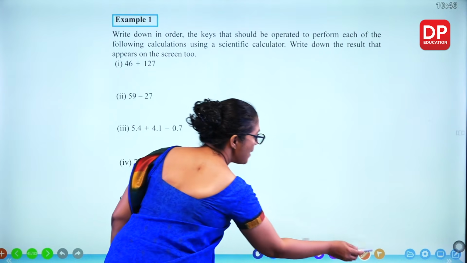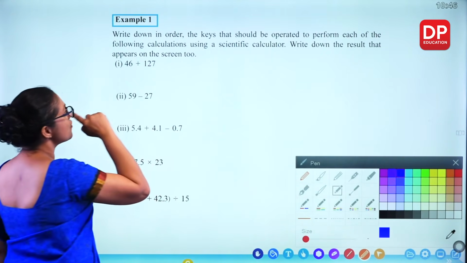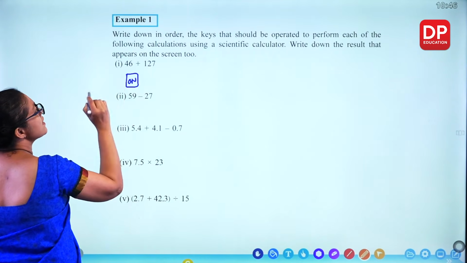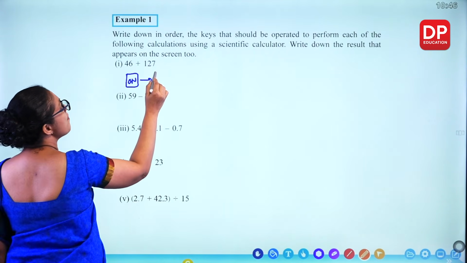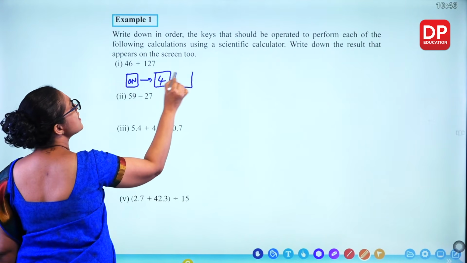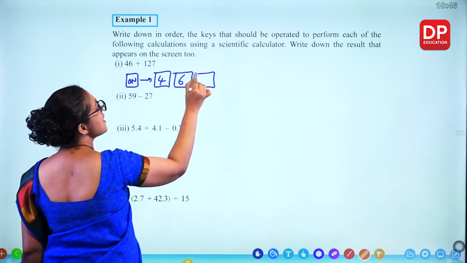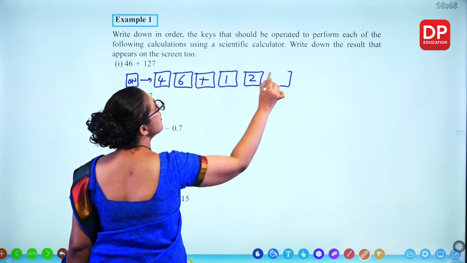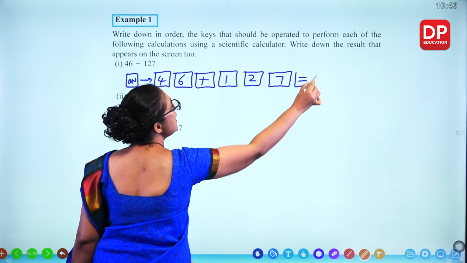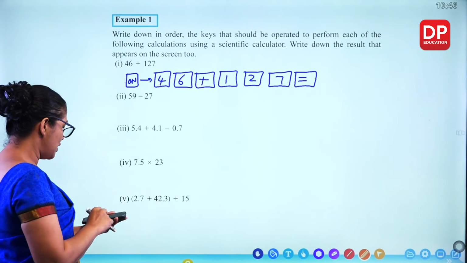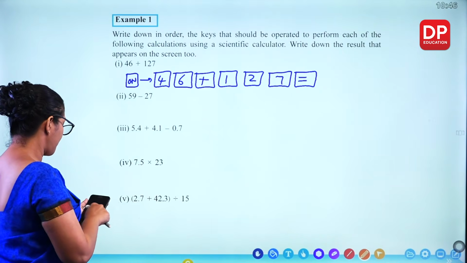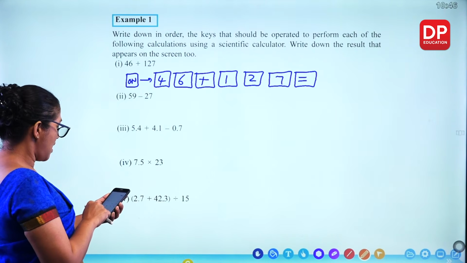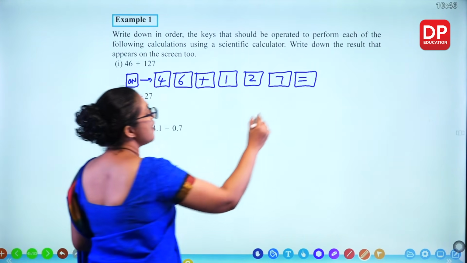Here these are basic additions. We'll first write down the keys. What's the first step we have to do? Switch on the calculator and then enter the numbers. 4, 6 and then the plus sign, 1, 2, 7 and then the equal sign to get the answer. So we'll do the calculation. 46 plus 127, 173.